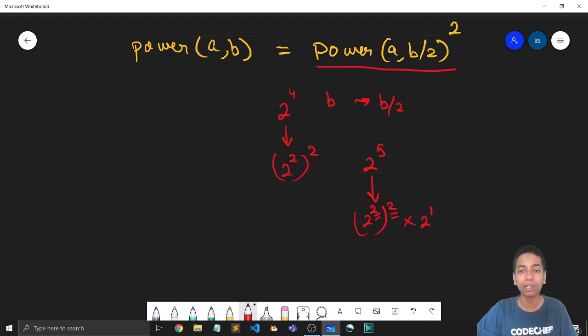If the power is odd, then again take b floor divided by 2 and then multiply that with the base, that is a again. So this is a new recursive relationship. And how is this beneficial?